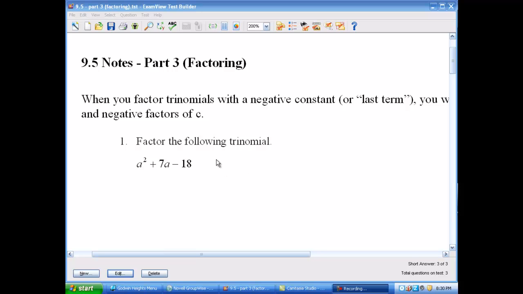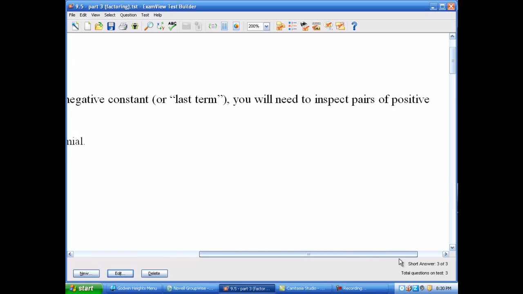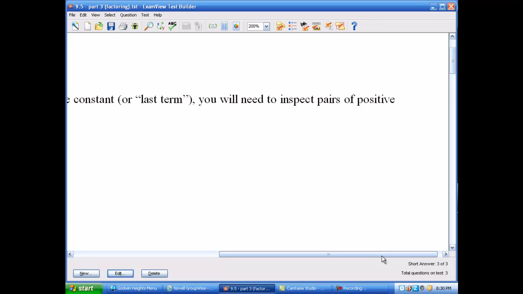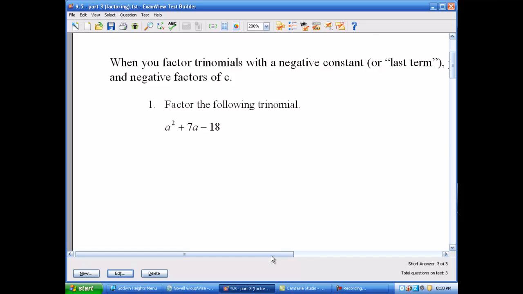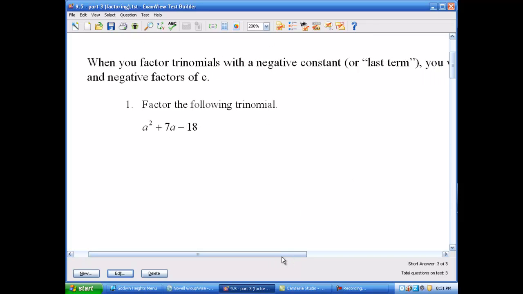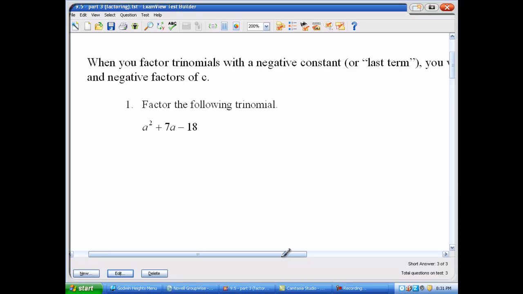Part 3 of factoring. What I'd like to do first of all, in continuation of yesterday, is tell you that when you factor trinomials with a negative constant or last term, you will need to inspect pairs of positive and negative factors of C. What I mean by that is when they're in the form of x squared plus or minus bx, and then you have a minus c. What we have to do is inspect those pairs.